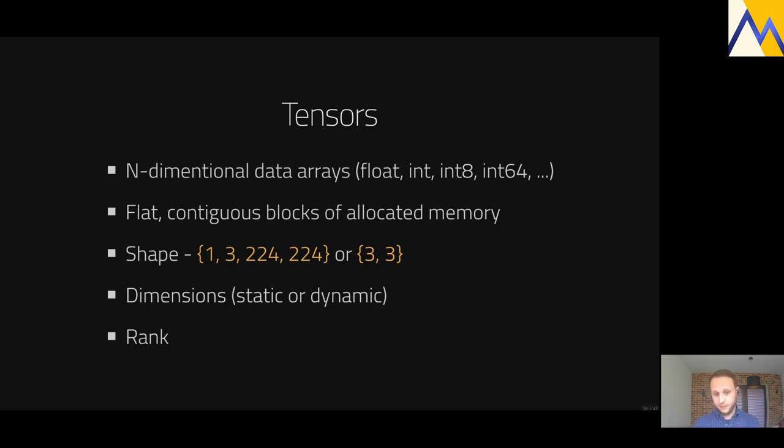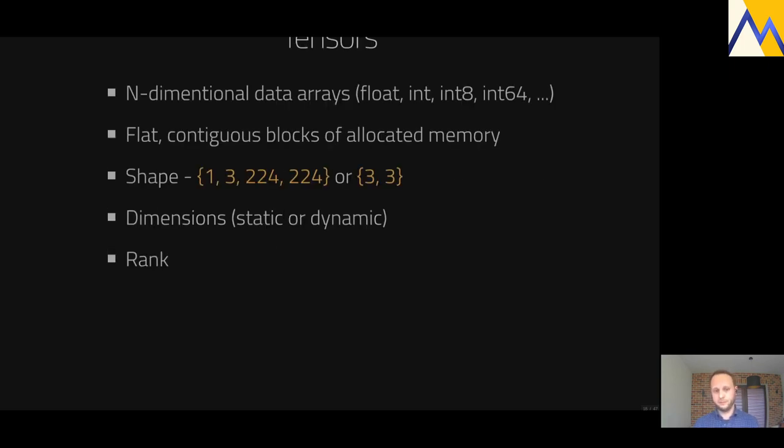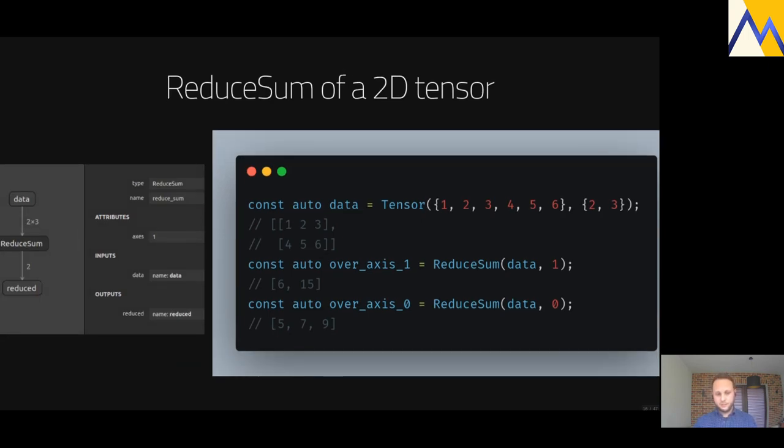So that's the tensor. So we have two building blocks of the graph. And suppose we want to build a graph like the one here on the left. It has only one operation called reduce sum. It operates on a two-dimensional tensor with a size 2x3, and it's supposed to reduce sum, so basically add up the data, but over axis number one, and it's supposed to produce a 1D tensor with two elements at the end.